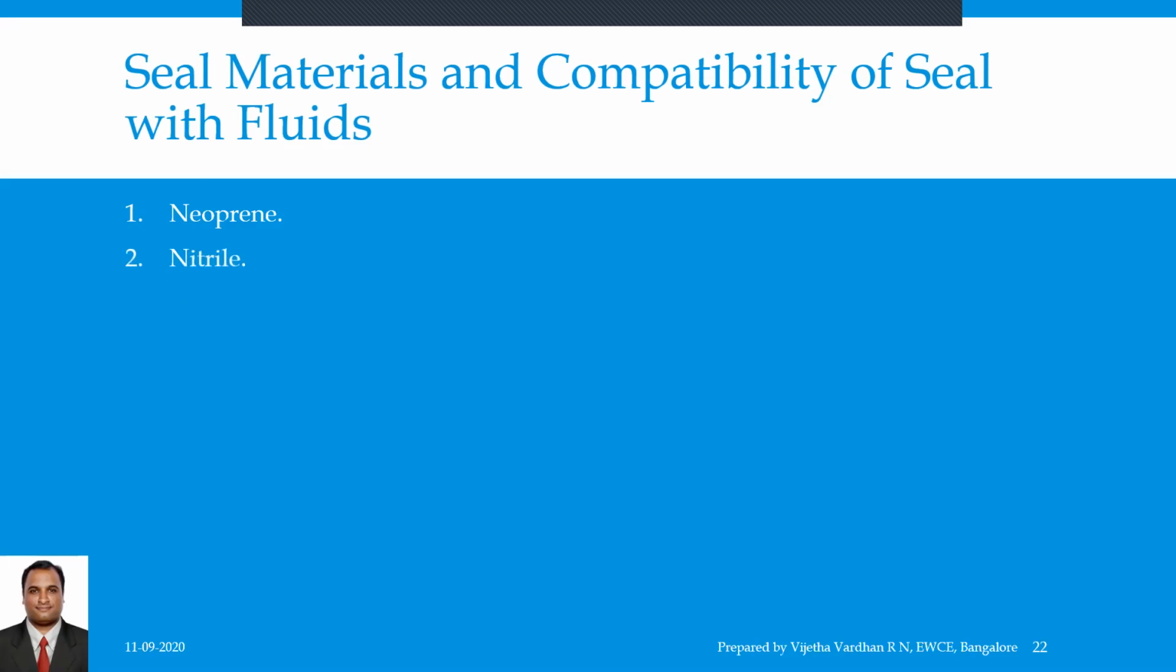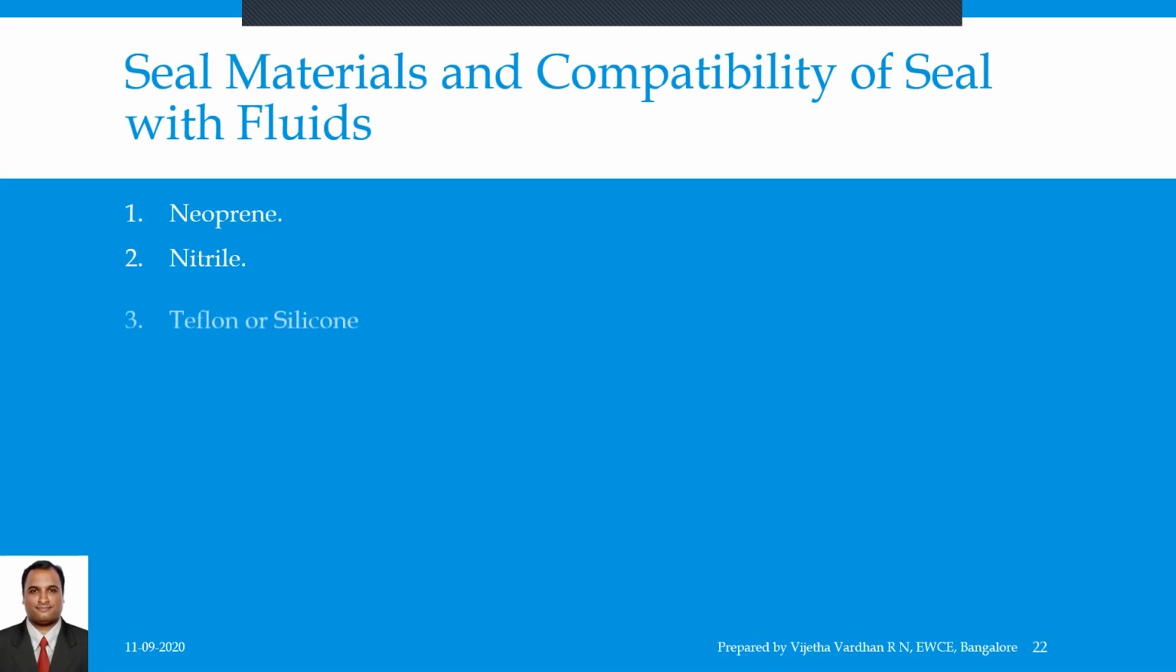Then coming to nitrile, which is also called Buna-N. Nitrile is one of the widely used sealing materials in modern hydraulic systems and has a wider operating temperature range, between -50 and plus 100 degrees centigrade, and is currently the cheapest seal material. It is moderately tough, inexpensive, and at moderately high temperatures it retains its shape in most petroleum fluids but swells in some of the synthetic ones.